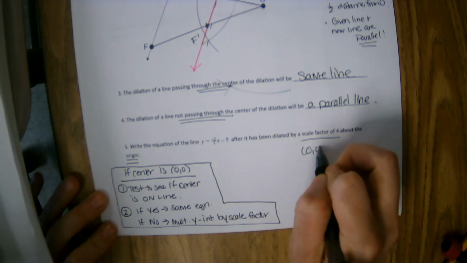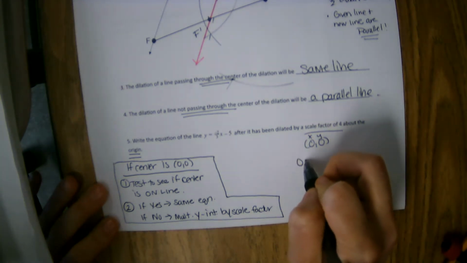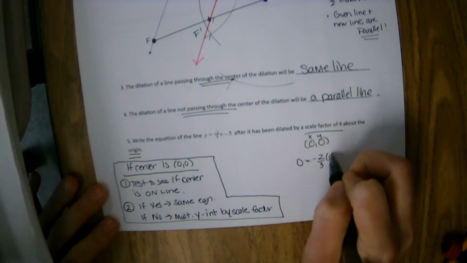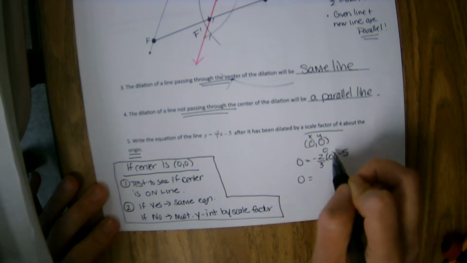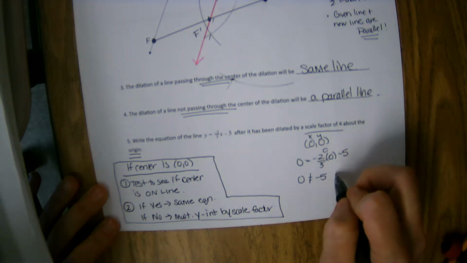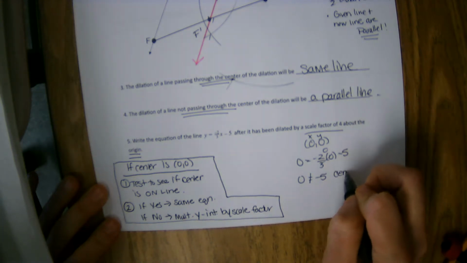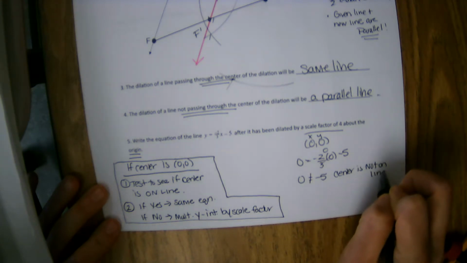All right, so first let's test to see if 0, 0, the origin, is on this line. So 0, 0 is x, y. So we're going to put in a 0 for y, and we're going to put in a 0 for x. So now I have 0, negative 2/3 times 0 is 0. 0 minus 5 is negative 5. That's not true, which means the center is not on the line.